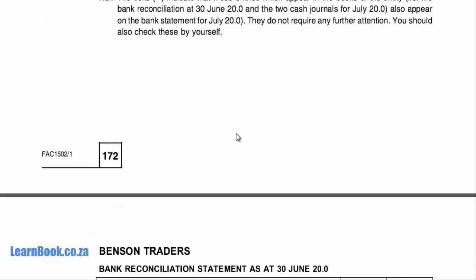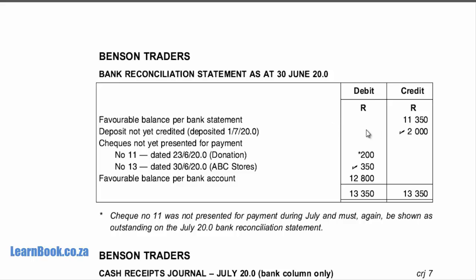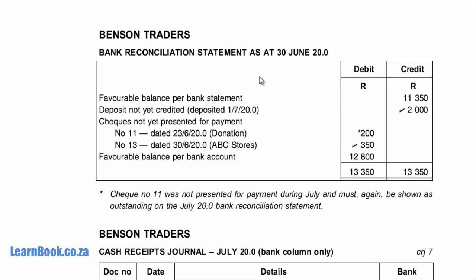In this example, the ticks have already been made, and when you have to prepare your own bank reconciliation, you have to do the ticks yourself. So please ignore what you see right now, as this is a completed example, just to give you an understanding. This is the bank reconciliation statement as at 30th June 2000.